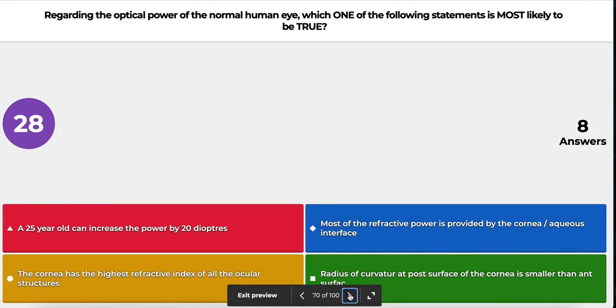Okay, let's move now to the next question regarding the optical power of the normal human eye. Which one of the following statements is true? A 25-year-old can increase the power by 20 diopters, or most of the refractive power is provided by the cornea-aqueous interface, or the cornea has the highest refractive index of all ocular structures, or the radius of curvature of the posterior surface of the cornea is smaller than the anterior surface.